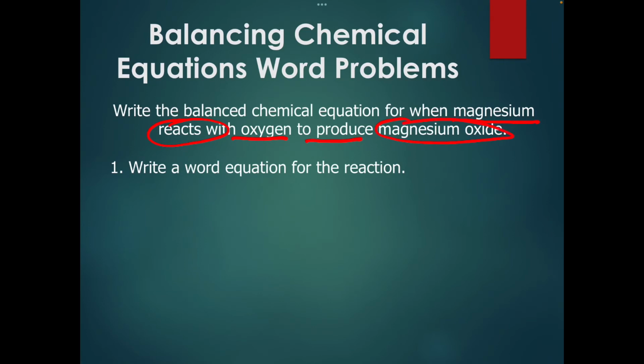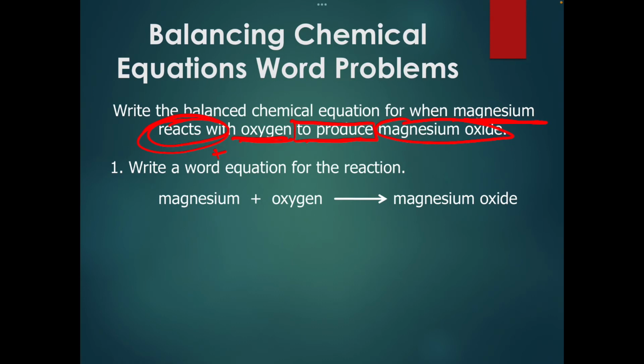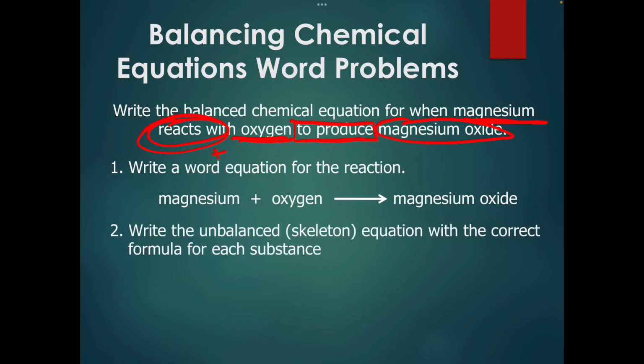So all of those different pieces are telling us something, right? So we have magnesium reacting with, which is essentially telling us plus, and it's reacting with oxygen. So both of those are our reactants. Magnesium is reacting with oxygen. Anytime you see to produce, that's telling us there's an arrow, okay? It's telling you write an arrow to show what the products are, and it's producing magnesium oxide. So all we've done right now is pick apart the important parts of the sentence and write them down to start to make our chemical equation. So magnesium plus oxygen gives us magnesium oxide.